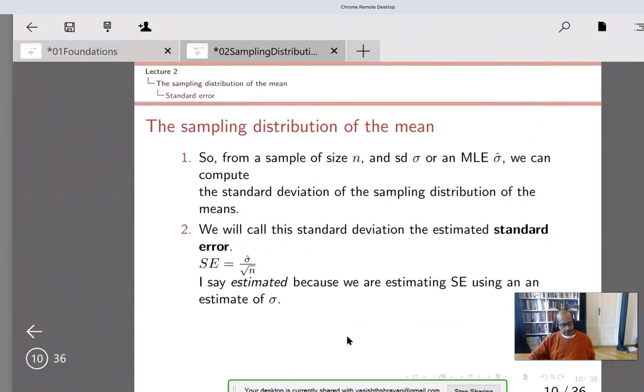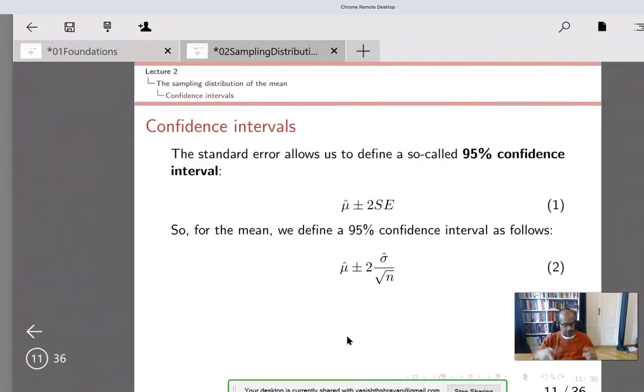Okay, so what this means is that from a single sample of size n, I can now figure out the maximum likelihood estimates of the mean and the standard deviation, and I can figure out the standard deviation of the sampling distribution of the sample means. That means the standard error, using this formula here. So this standard error is going to be the thing that, along with the sample means, is going to allow us to actually do hypothesis testing. Okay, so this is where it goes now.